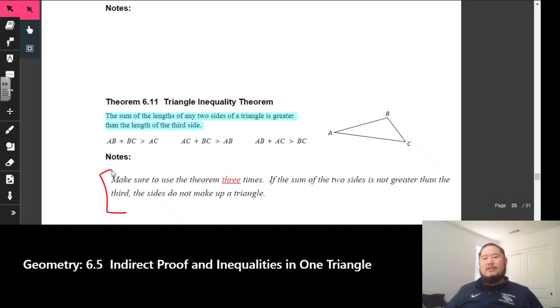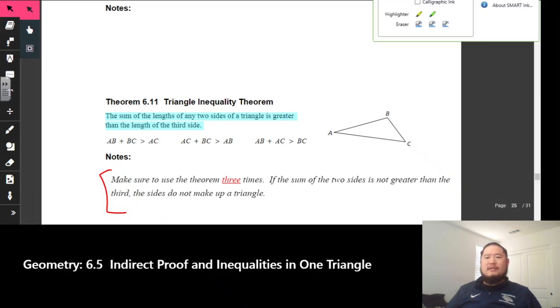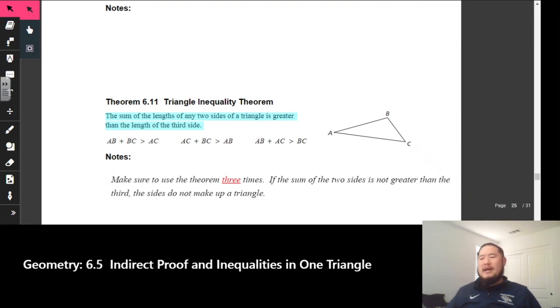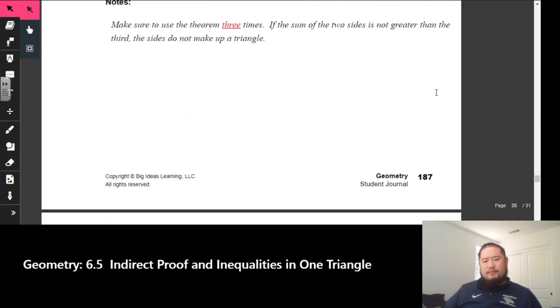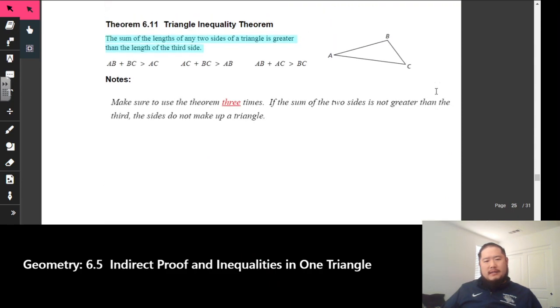And if the sum of the two sides is not greater than the third, the sides do not make up a triangle. The reason why I say check it 3 times is because sometimes you check it the first time and it works out. But then there might be another 2 numbers that you put together and it doesn't. Therefore, if you don't check it 3 different times, you may not get the correct answer. It may only be true 1 or 2 times, but not all 3. All right. Also, here's the deal.